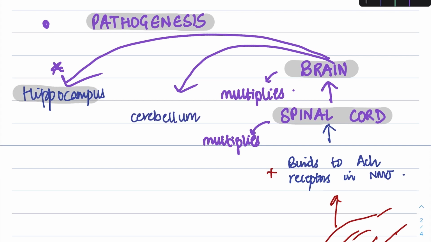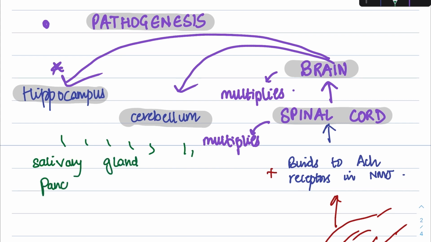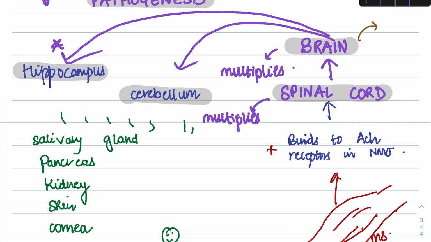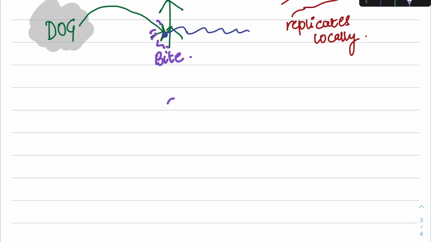Once the virus is over here, it starts spreading to different parts of the body. One, it spreads into the salivary gland. The salivary gland is very important because that is where the virus is shed. For example, in the rabid dog, the virus is spread by the saliva. Next, it goes into the pancreas, the kidneys, the skin and the cornea. In the brain, there is a presence of Negri bodies which can be seen after you do a brain biopsy. Let's talk clinically.